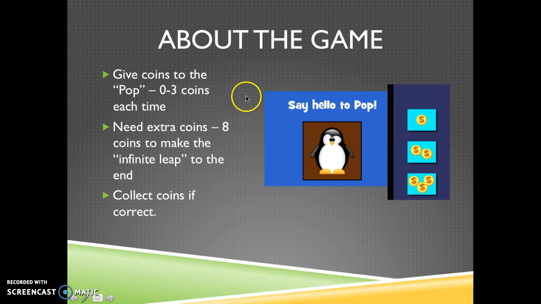And how these coins are used in the game is that they are used to win the game. You actually have to have 8 coins in order to win the game. But throughout the game, in order to keep Pop from winning, you need to give him coins. And the number of coins that you give him, 0 to 3, that's the number of spaces that he moves back. So you can prevent him from winning before you. All right. So the only way you can collect coins is if you get the answer correct. Another good motivator. So it's kind of a cute game.